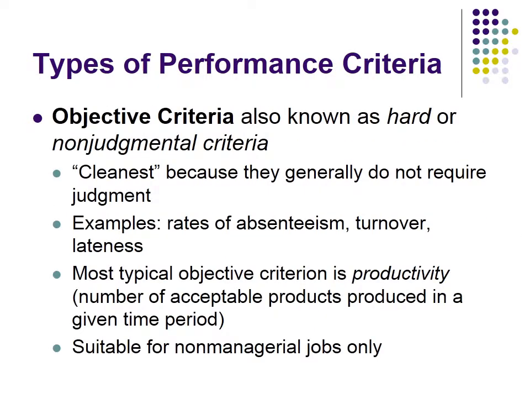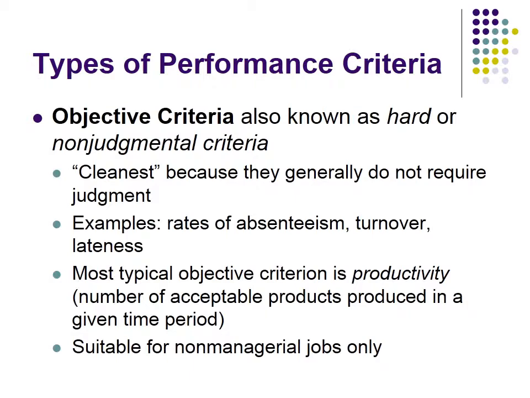So let's just kind of categorize broadly now what kind of performance criteria or measures that we can have. And we're kind of, again, piggybacking over some of the terms we talked about when we were talking about performance appraisal broadly. So objective criteria are often referred to as hard or non-judgmental criteria. It's seen as the cleanest because they do not require judgments.